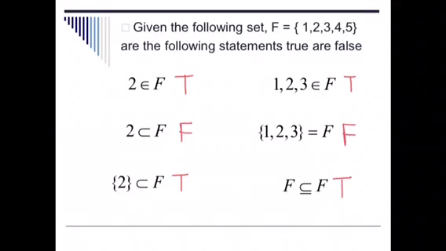Looking up at the top right, we have the elements 1, 2, and 3 are all in set F. So again, the elements 1, 2, and 3 are all in that initial set. That is true. The set {1, 2, 3} is equal to or the same size as F, and that's definitely false because we have an additional 4 and 5 there. And finally, is F less than or equal to itself? So is it a subset of itself? And that is always a true statement as long as we have that bar underneath. If this line was not there and we had just F is less than F or a subset of itself, that would not be true.